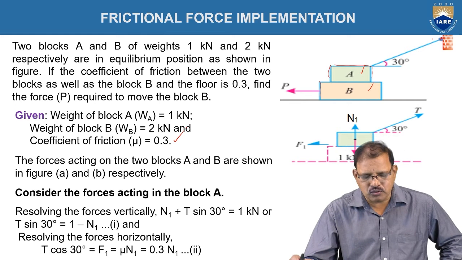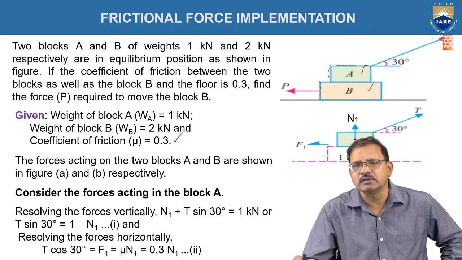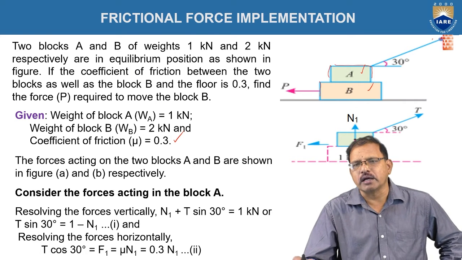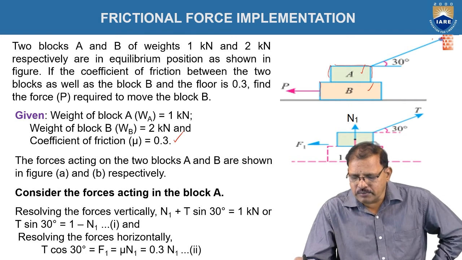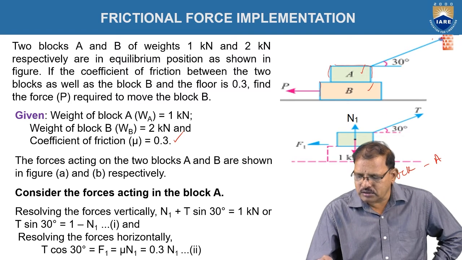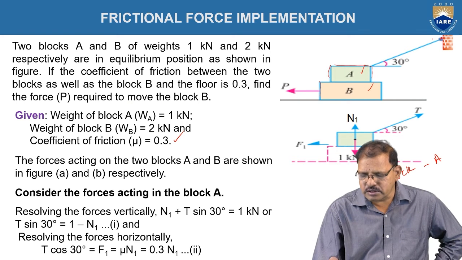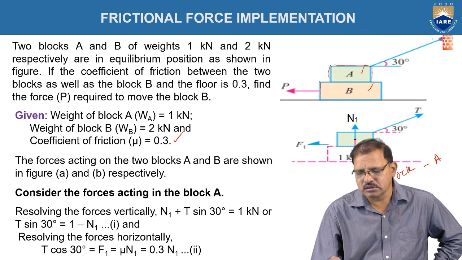The forces acting on the two blocks A and B are shown in figures A and B respectively by drawing free body diagrams. So I am taking here block 1. This is representing A according to this figure. The weight is acting in the downward direction, which is represented as 1 kilonewton. The normal reaction offered by the surface is represented as N1, in the upward direction.